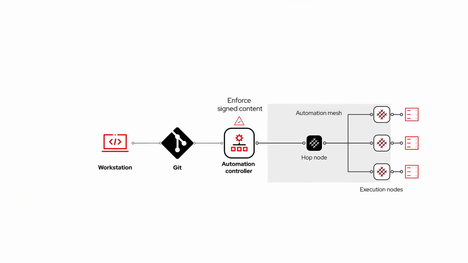Here's an example topology for the demonstration today. So the workstation is where we'll be signing content. Git, in our case, will be Gitea. An automation controller is automation controller. And then the idea is we would run this automation from projects that contain playbooks on your infrastructure. I won't actually have any execution nodes and infrastructure set up just to keep the lab simple.